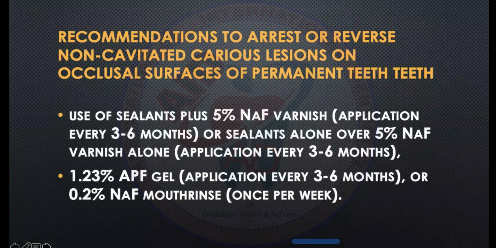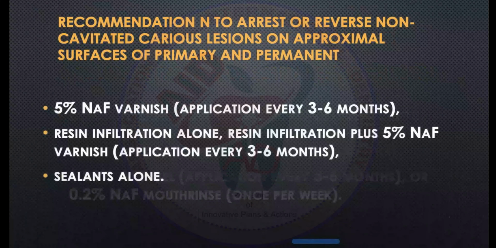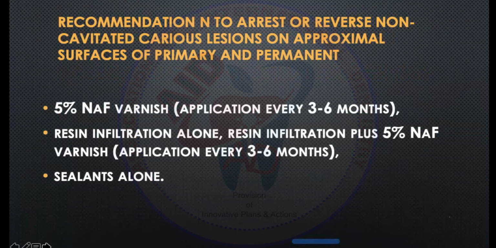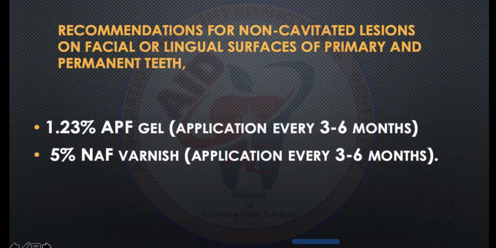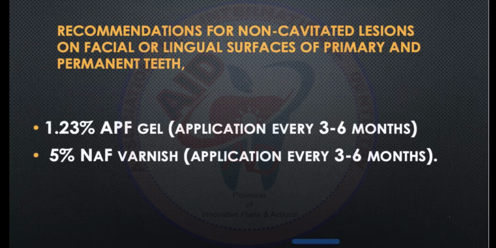Then for the permanent teeth, we should follow the same protocol. For permanent teeth also, we can use 5% varnishes or APF gel or a sealant or a resin infiltrate. Then this is for the cavitated lesion on the proximal surface. For the proximal surface, same 5% sodium fluoride varnish, resin infiltrate, could be alone or it could be with 5% sodium fluoride varnish, or sealants alone, right? And for the facial surface or the lingual surface, same APF as well as sodium fluoride.